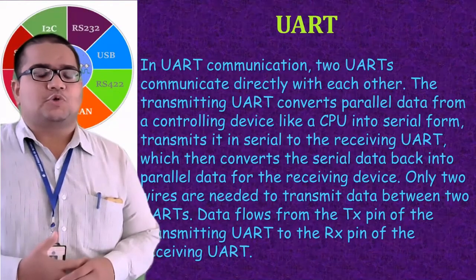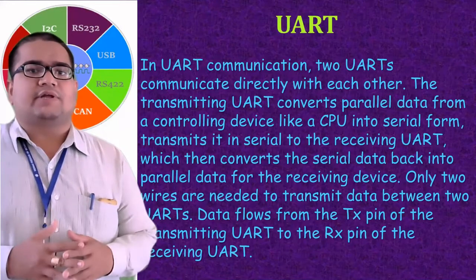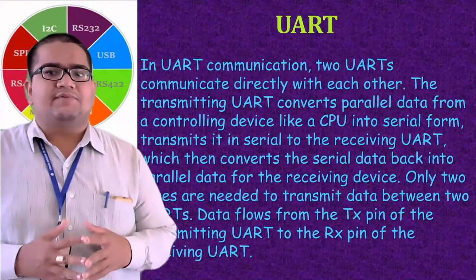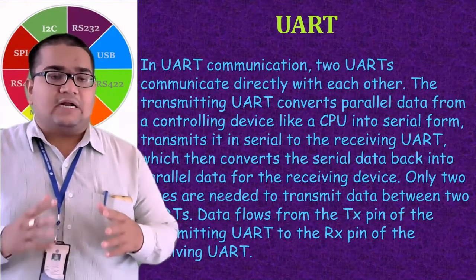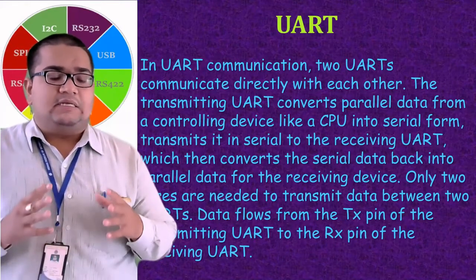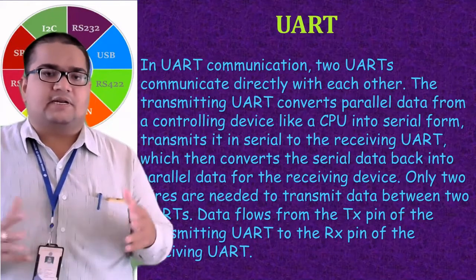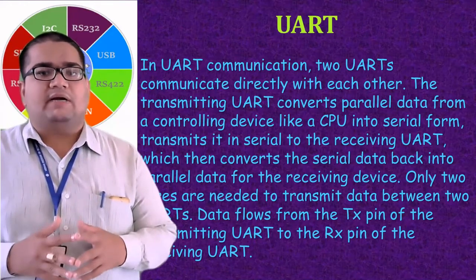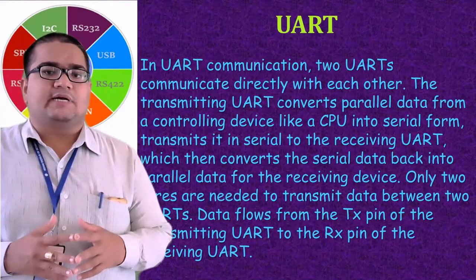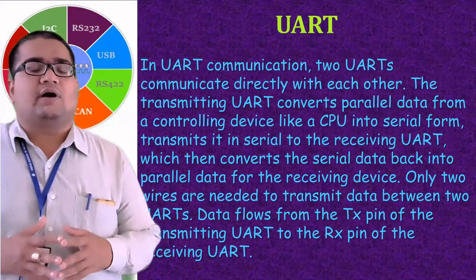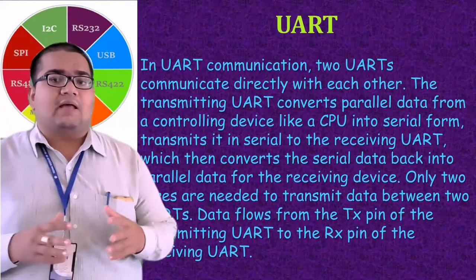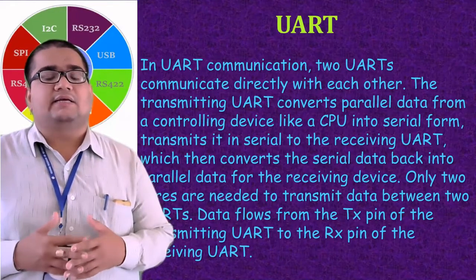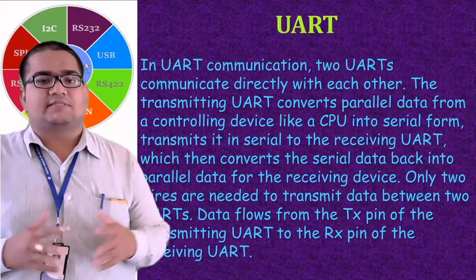So now let us talk about UART communication. In UART communication, the two devices having the UART facility on them can communicate directly with each other. The transmitting UART first converts the parallel data coming from devices like the CPU, which generally communicates in a parallel way, into a serial format. Then that serial data is transmitted to the receiving UART, and the receiving UART converts it back to parallel, such that the receiving side, if it is a CPU, can take that parallel data and process it further if required.